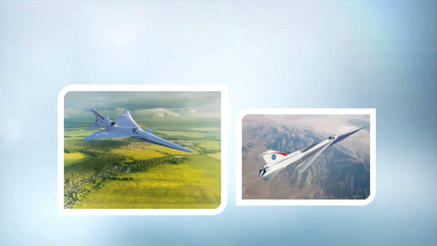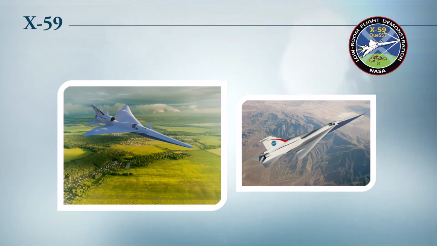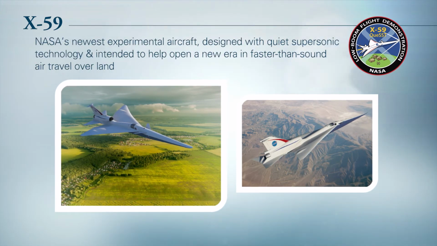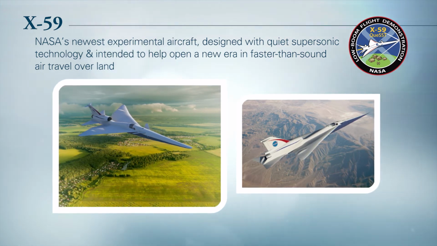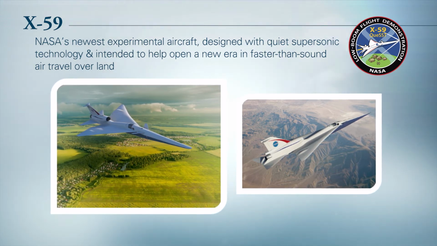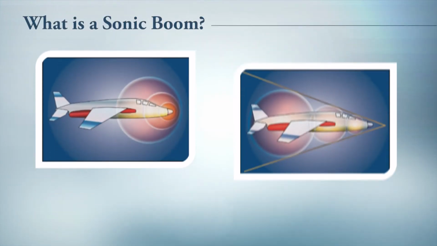So what exactly is that? That's NASA's newest X-plane, the X-59, currently being built in Palmdale, California by Lockheed Martin. It's designed with quiet supersonic technology, and it's intended to open up a new era of faster than sound air travel over land. And part of that is by reducing the sound of the sonic boom to more of a sonic thump. But what exactly is a sonic boom?